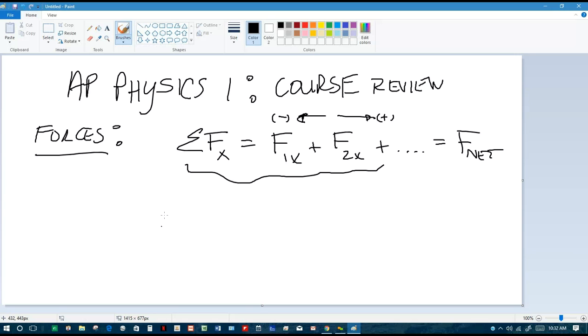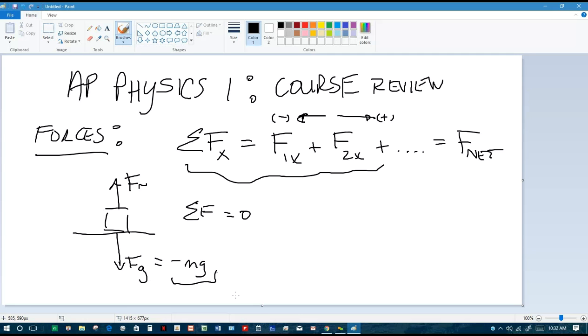So let's give some examples. If something is sitting on a table, the sum of the forces would be zero, because the upward force provided by the table, pushing in the upward direction, would be equal in magnitude to the weight of the object. This would be considered negative mg. This quantity turns up a lot. You should be well familiar with this idea.